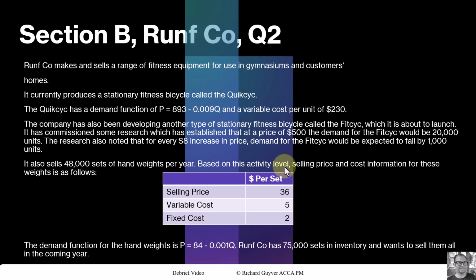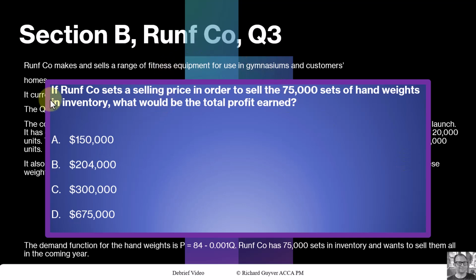The other way you could do this, and this is the way I would personally do it, I've got 20,000 units at 500. I know for every drop of 1,000, that would be caused by an $8 increase. To go from 20,000 to 0, that's 20 drops. 20 times 8 is 160. And then add on to the 500. It's exactly the same, but that second approach is more of a logical approach rather than a mathematical approach like the first one. So question 3 here is another calculation.